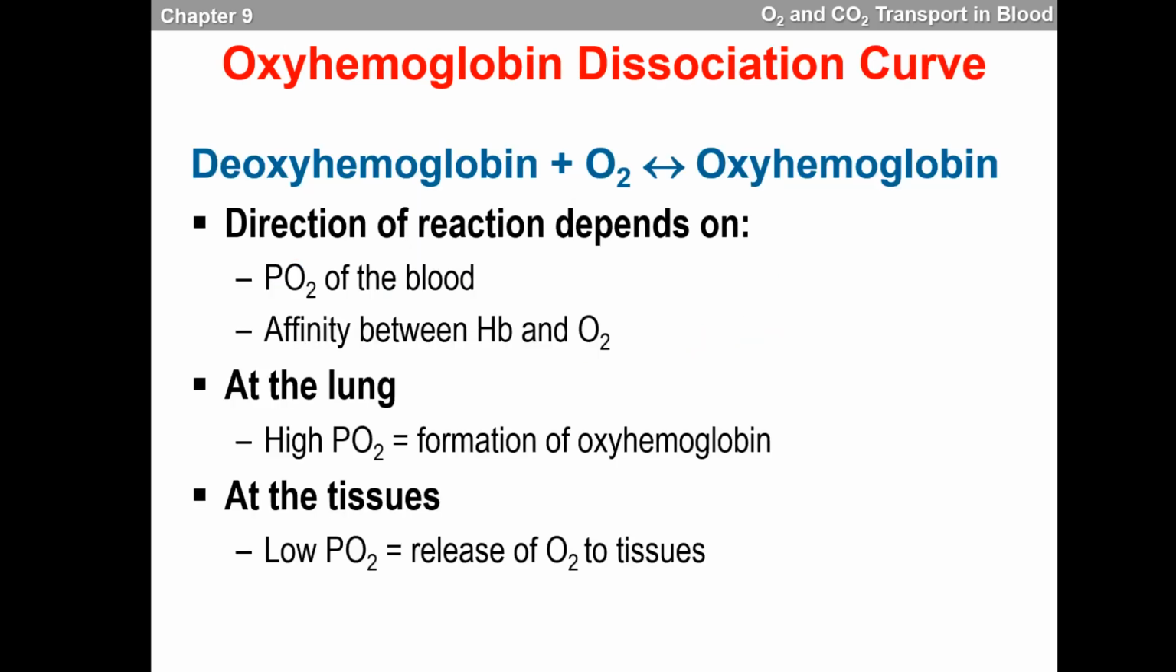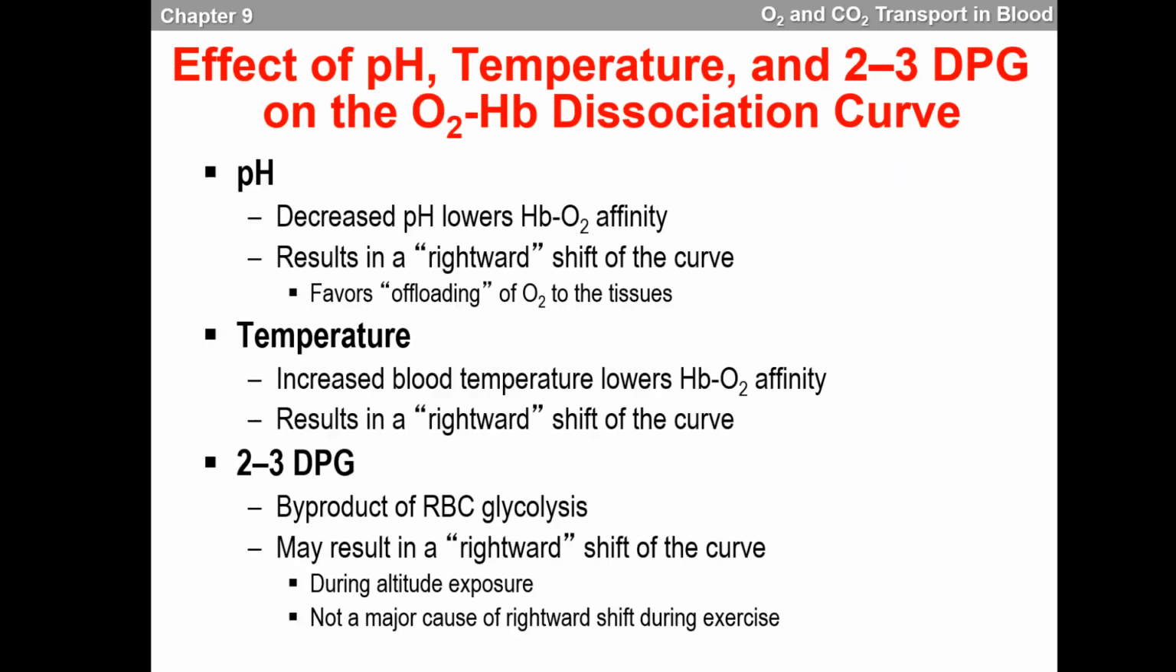All right, so the oxyhemoglobin dissociation curve. This is how readily hemoglobin is ready to dump off oxygen, right? There are a couple of factors that affect it. Decreased pH equals rightward shift. Increase in temperature equals rightward shift.